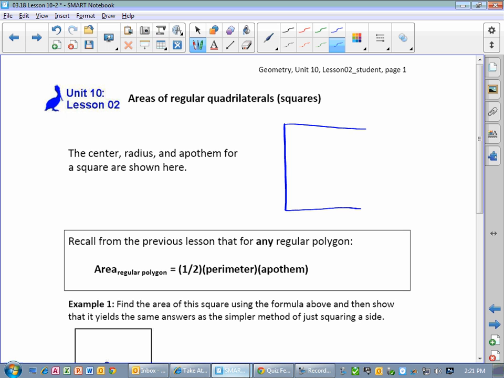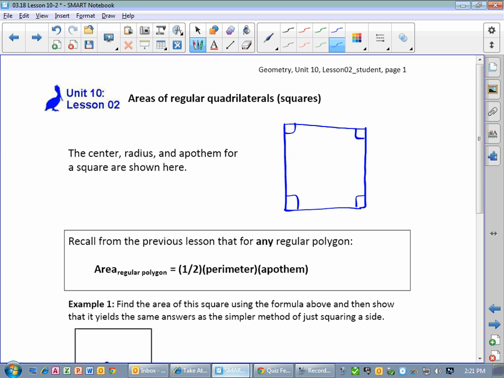All equal sides. So again, just refresh your memory, a regular polygon has all equal sides, but it also has all equal angles. So regular polygons are all equal sides and all equal angles. So I may have misspoken yesterday. I remember this class, I made a comment about a rhombus or something, which is off the wall. So squares are regular quadrilaterals.